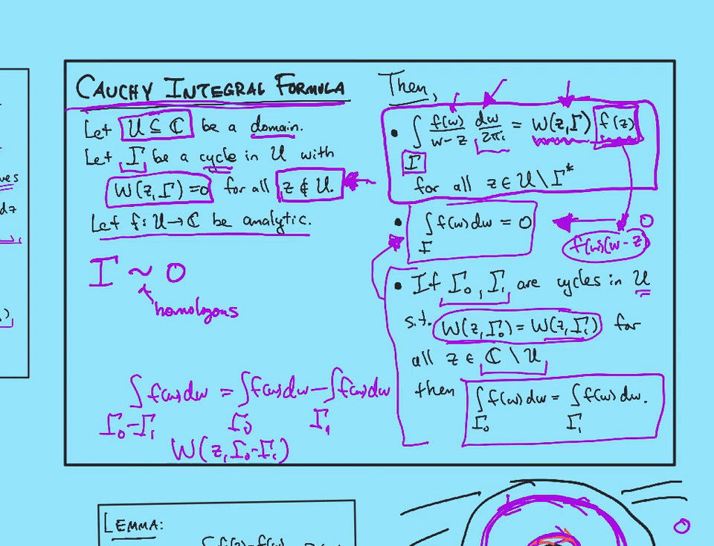And so if we have this condition here, that the winding numbers are the same for all z's outside the domain, then we'd say that gamma 1 and gamma 2 are homologous. Okay, and in the next video, we'll start going through the proof of this Cauchy integral formula.